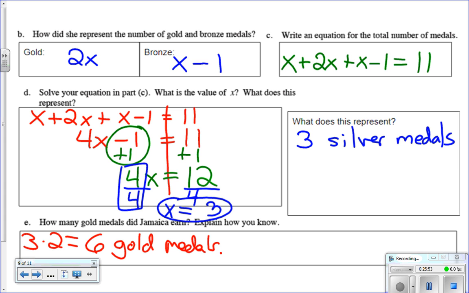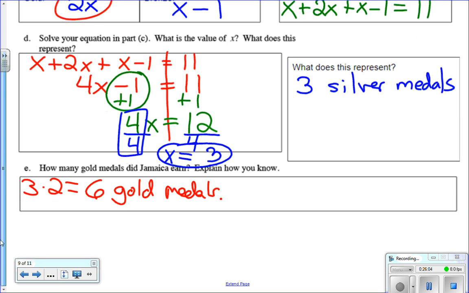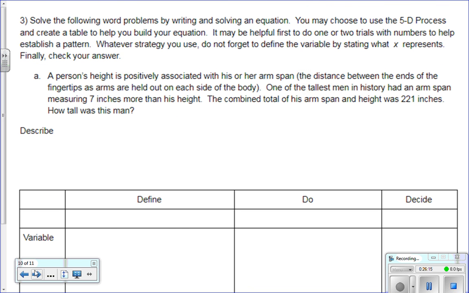Because I just used it, I know it's 2 times more. So it's 2 times more, so then I would just do 3 times 2. Okay. Any questions? Zach. 3 times 2 equals 6 gold medals, because I'm plugging it back into the 2 times x. Okay.